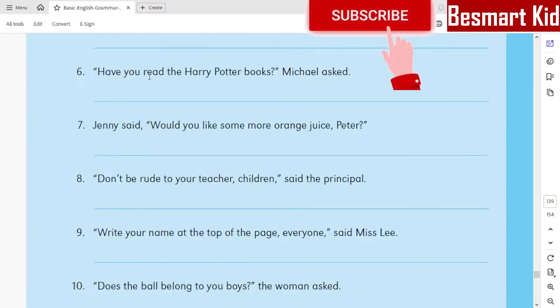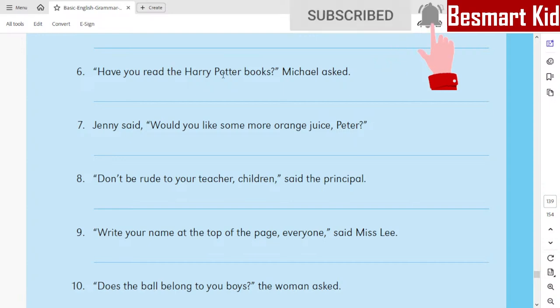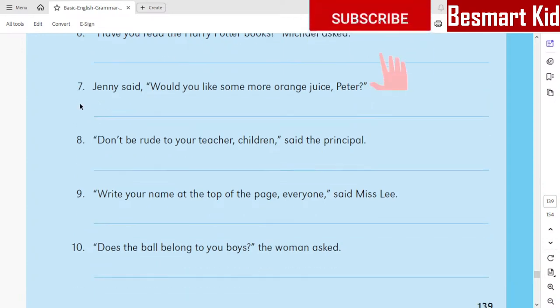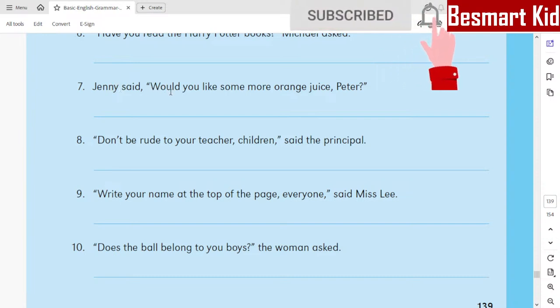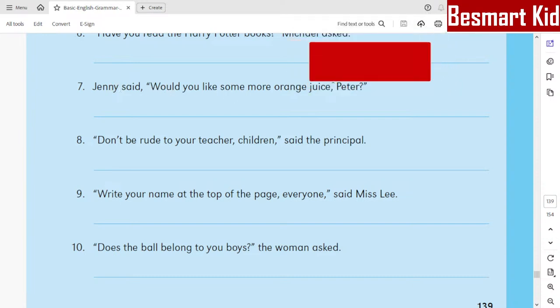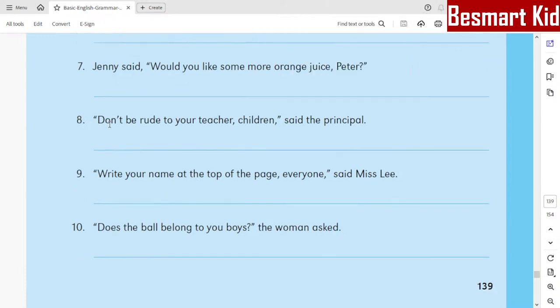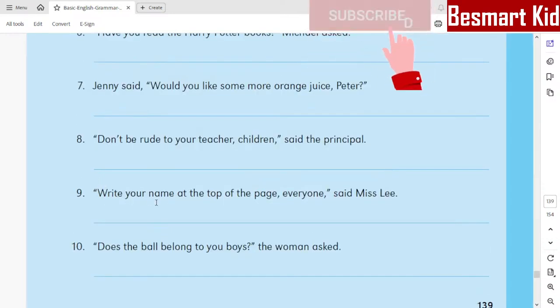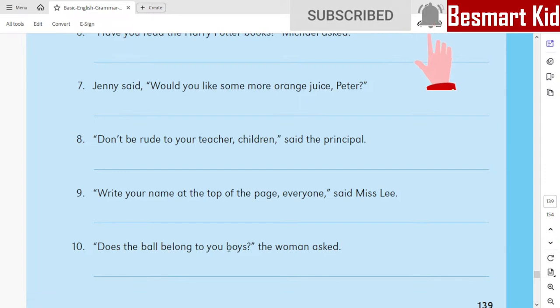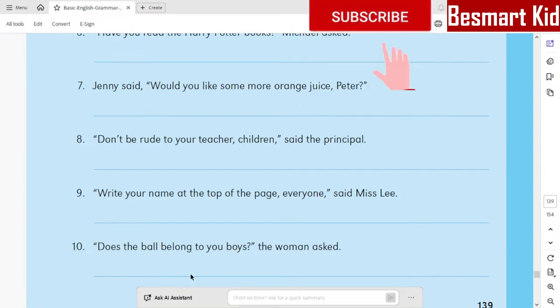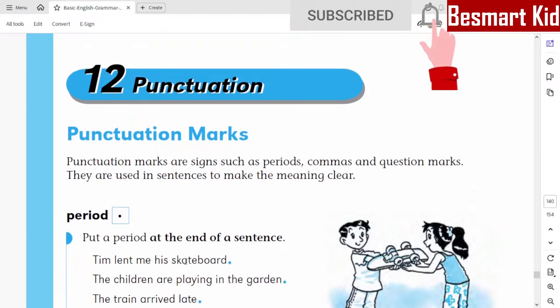Sixth, "Have you read the Harry Potter books?" Michael asked. Seventh, Jenny said, "Would you like some more orange juice, Peter?" Eighth, "Don't be rude to your teacher, children," said the principal. Ninth, "Write your name at the top of the page, everyone," said Miss Lee. 10th, "Does the ball belong to you boys?" the woman asked. And that was the end of our today's lesson.